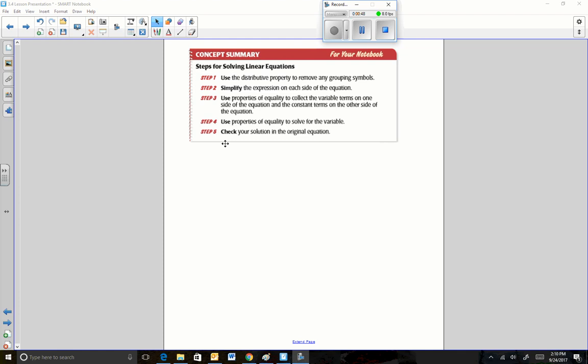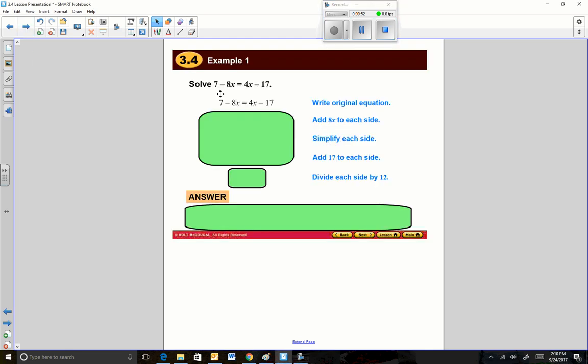All right, so that's it. Reviewing what we've learned so far. Let's take a look at a problem. We have 7 minus 8x equals 4x minus 17. When we take a look at this, there's no parentheses. You don't have to distribute. There's no like terms over here. This one has no variable. This one has a variable. And same thing on the other side.